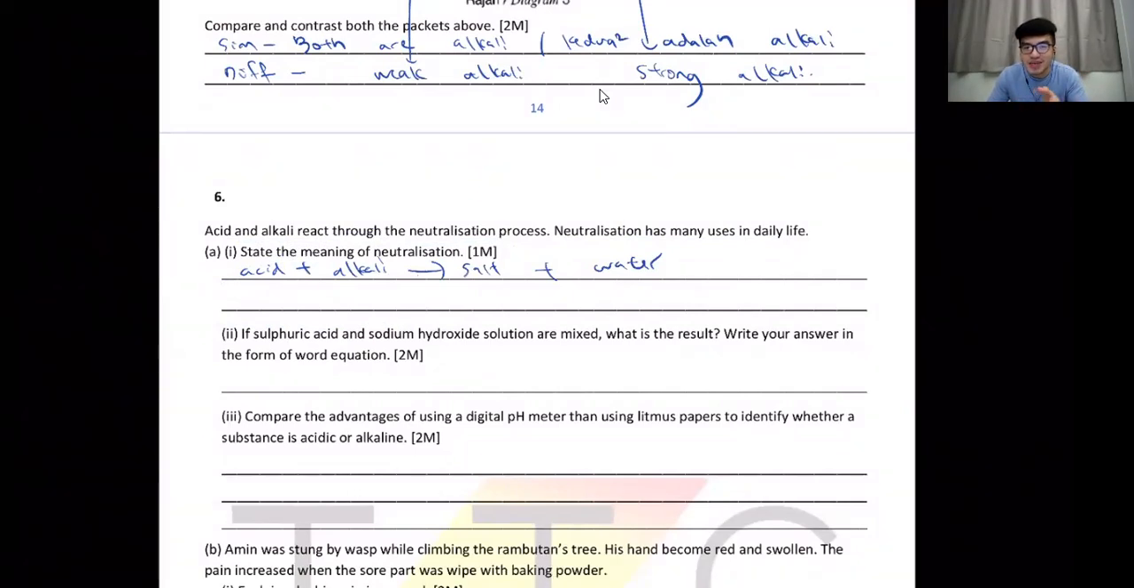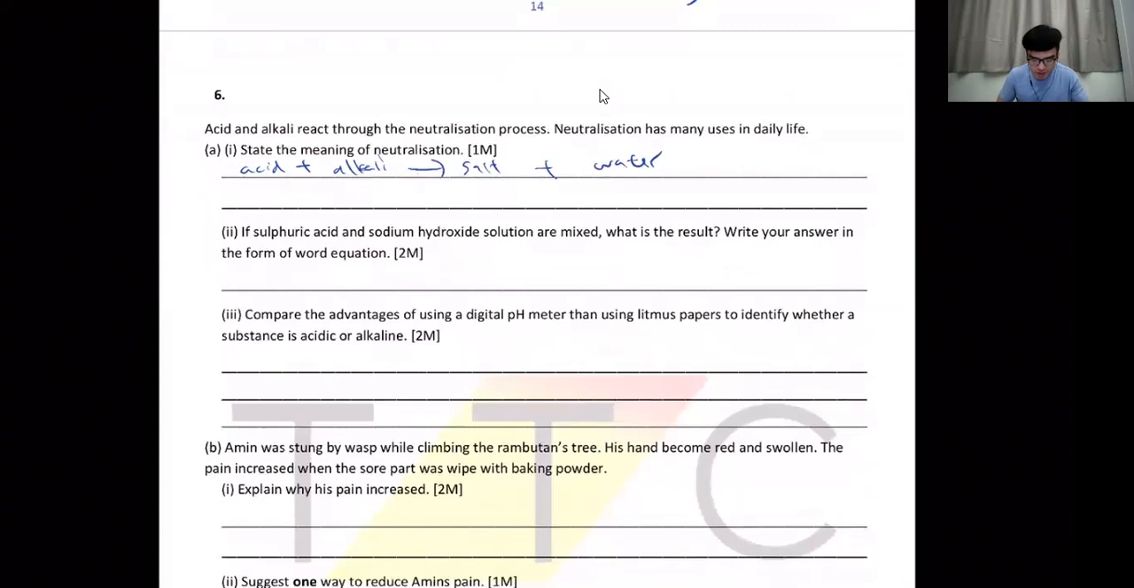Tindak balas di mana asid bertindak balas dengan alkali untuk menghasilkan garam dan air. You might say, sir, why not just write this? You can't. If they are asking for the meaning, you have to write the definition. Although the other is much better, if they want the meaning, it means they want the meaning. Yeah, very stupid, I know, but you have to follow the question.